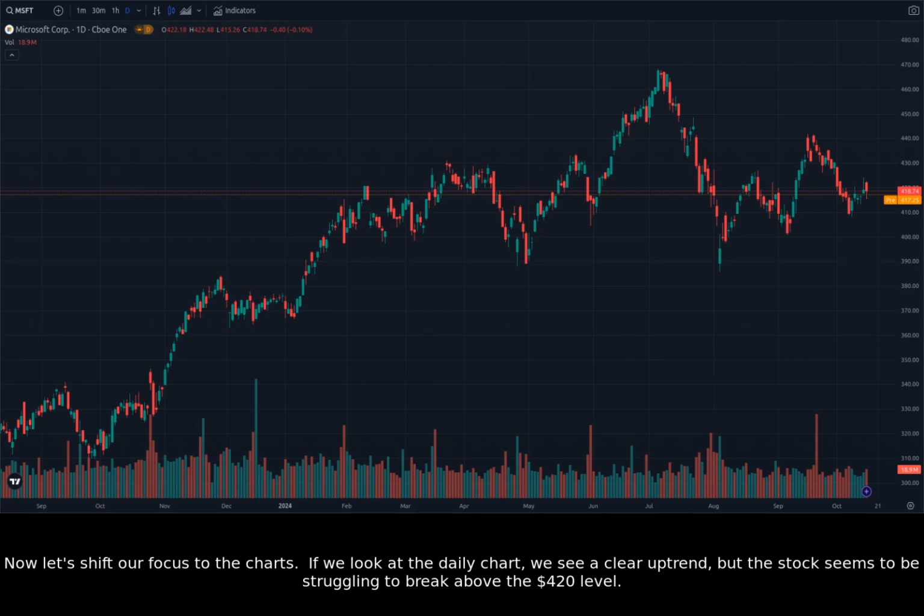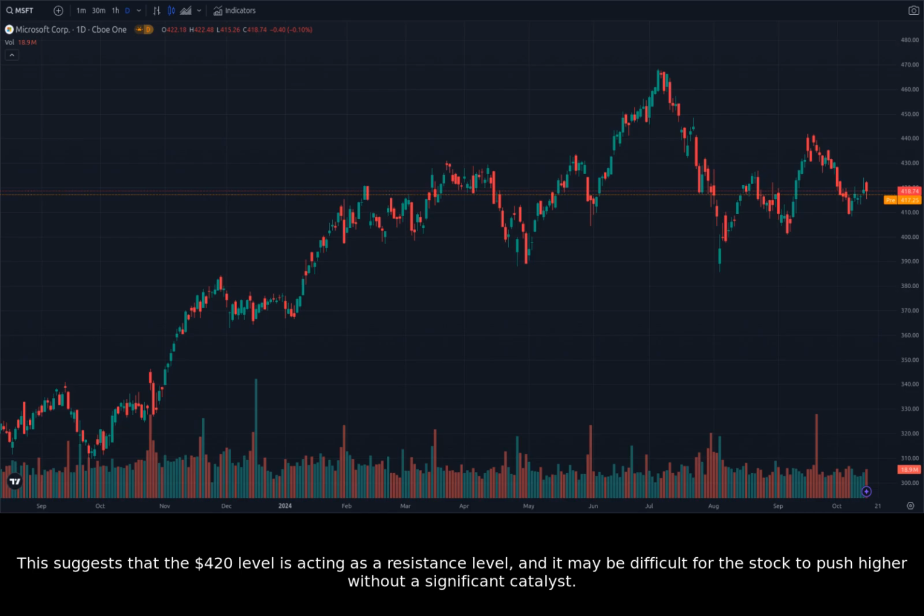If we look at the daily chart, we see a clear uptrend, but the stock seems to be struggling to break above the $420 level. This suggests that the $420 level is acting as a resistance level, and it may be difficult for the stock to push higher without a significant catalyst.